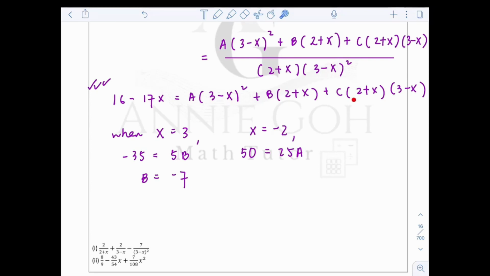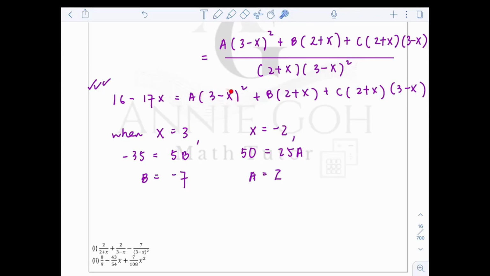Then the third one, same thing. When I sub negative 2 into here, 2 minus 2 is 0. So the whole thing here becomes 0. So the c is gone. From here, we can find out the a equals to 2. So now we have found out the a and b. We are supposed to find out the c as well. But notice here, all the factors are used up.